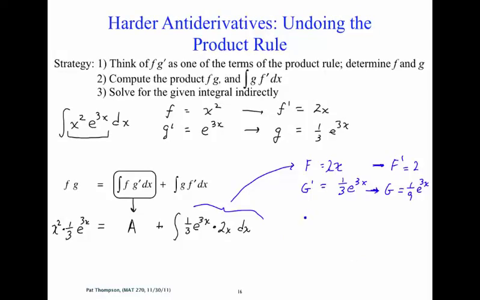So we've got capital F, G equals, we'll call this B, all right? We'll call this integral B. So FG equals B plus integral G F prime dx. Everyone follow what we're doing? Does that make sense? Okay, so F times G is 2/9 x e to the 3x.